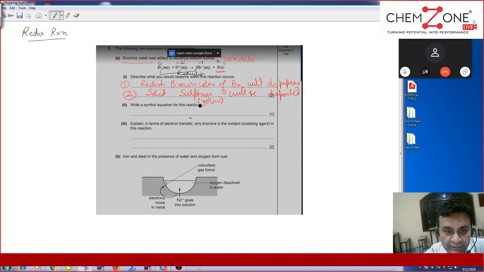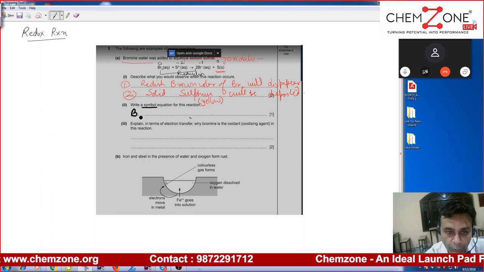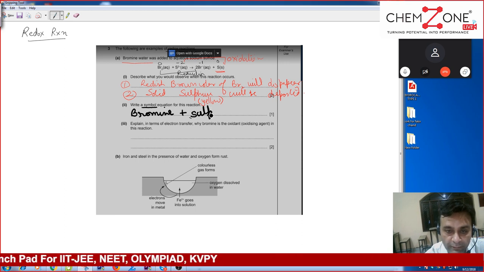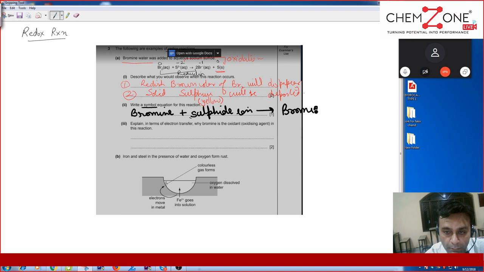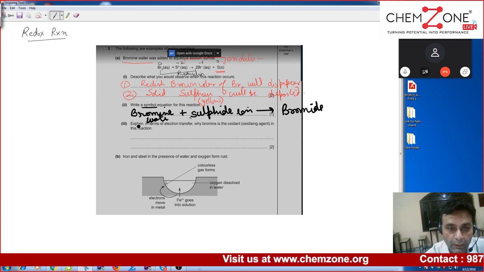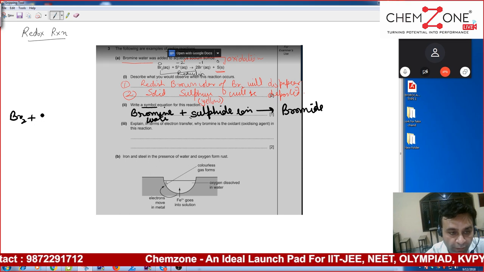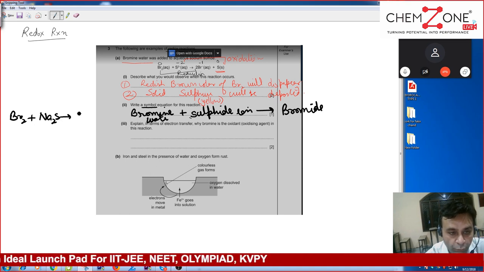Write the symbol equation for this reaction. The word equation should be written here. So you can write bromine plus sulfide ion. In the question it says bromine water was added to aqueous sodium sulfide, so we have to react it with sodium sulfide. Bromine is Br2 and sodium sulfide is Na2S. This will form 2 moles of sodium bromide and sulfur. That's it.